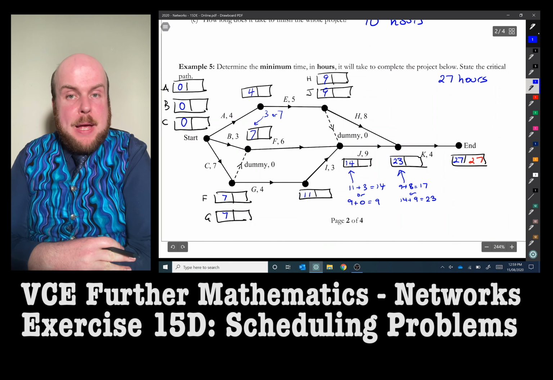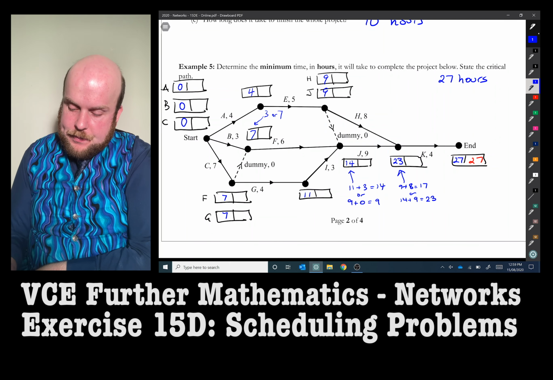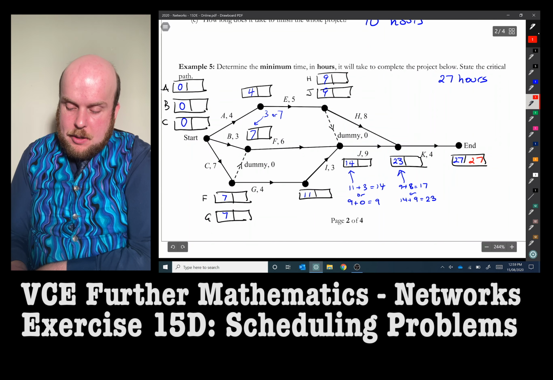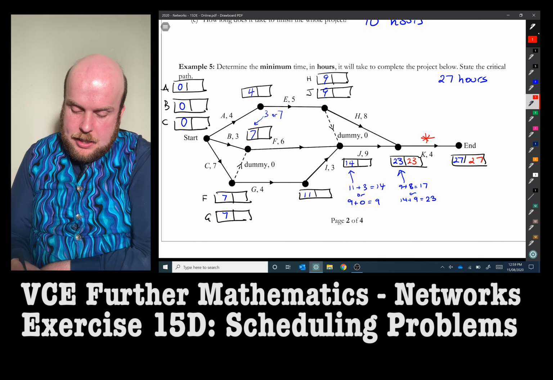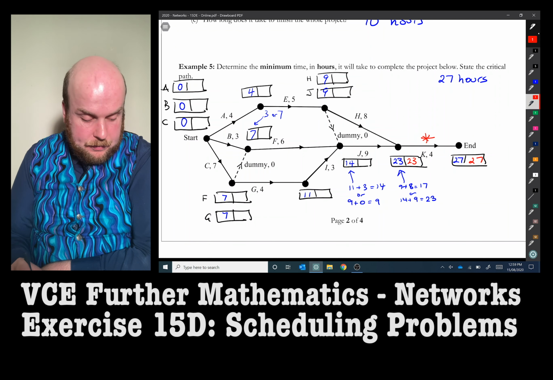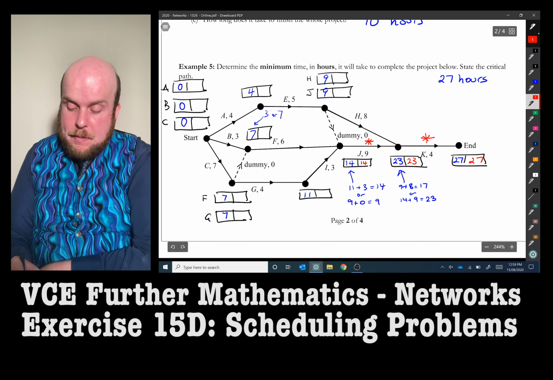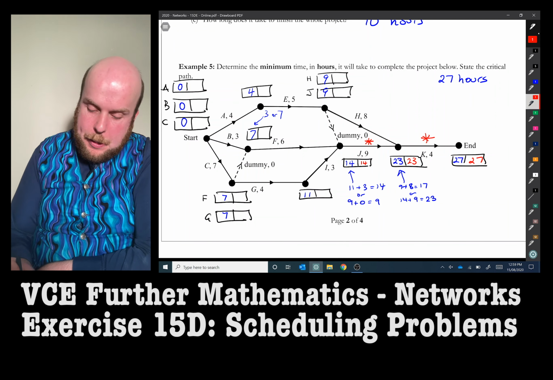Therefore, we can now do backwards scanning to identify which one is the critical path. So 27 take away 4 is 23. I'm going to put a little star there just to indicate that as a critical path. For activity J, 23 take away 9 is going to be 14. That's therefore a critical path. Why do I know it's a critical path? Remember that it's the fact that the earliest starting time and the latest starting time for that point are identical.